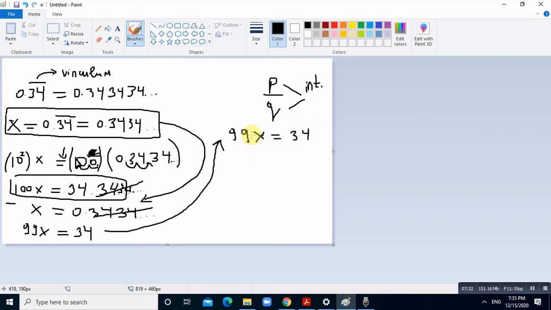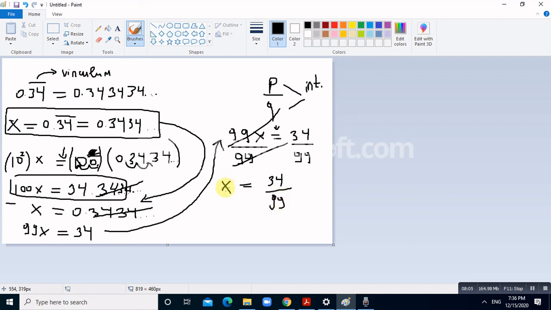How do we solve this? Well, we want to isolate the x, right? So we want to get rid of this 99. How do we do it? Well, let's divide by 99. If we divide the left-hand side by 99, we need to divide the right-hand side by 99 to maintain this equality sign here. So 34 divided by 99. The 99s here cancel out, and we are left with x is equal to 34 over 99.